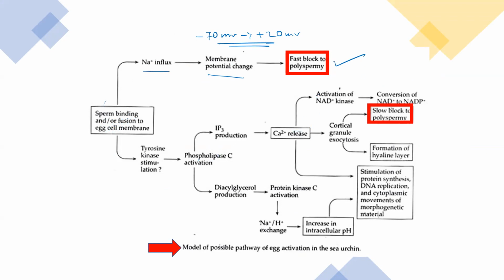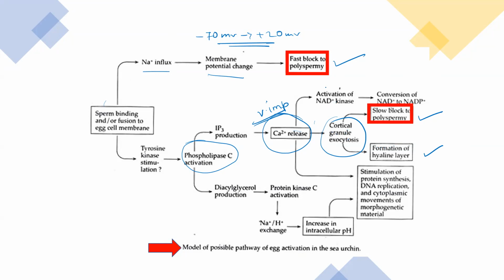The other was which one? Phospholipase C comes into play here. It will cleave IP2 into IP3 and DAG, that is diacylglycerol production will happen. Fine. This will cause calcium release. This is very important. Very, very important. You just can't afford to forget it. And this will cause the exocytosis of cortical granules and it will form the hyaline layer. And this is causing slow block to polyspermy.